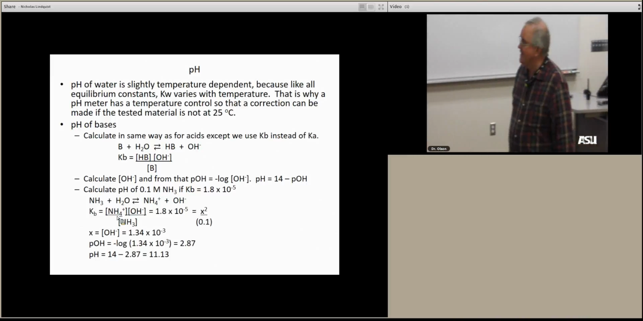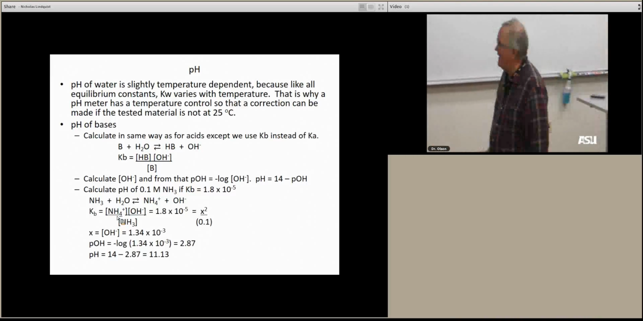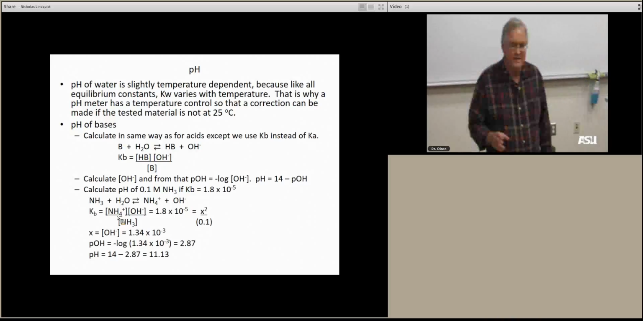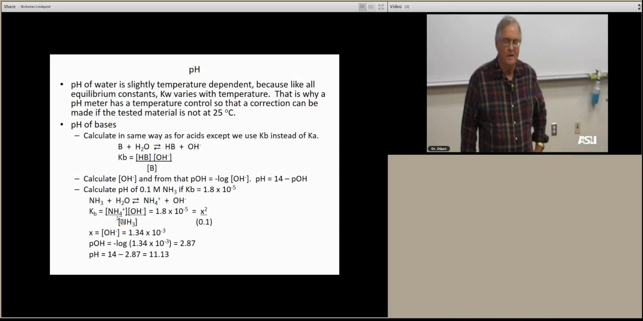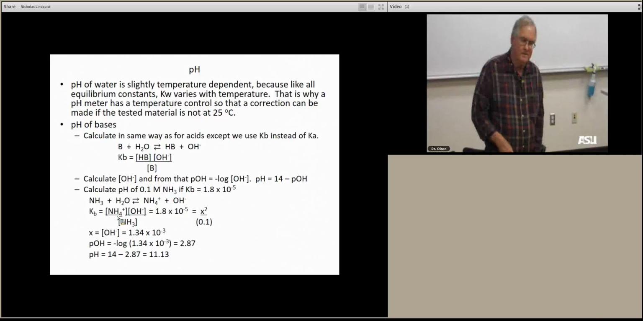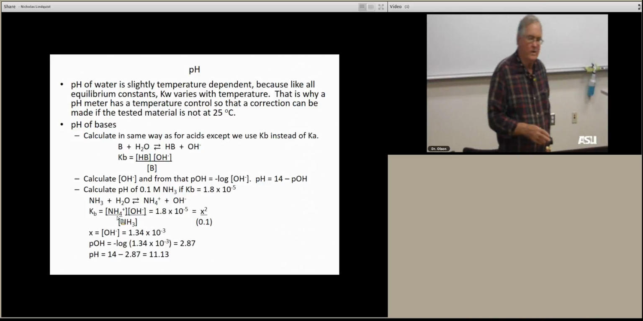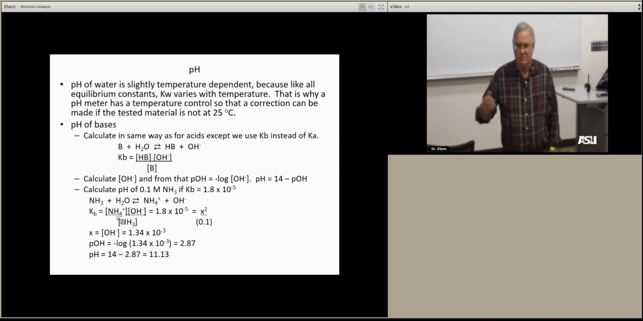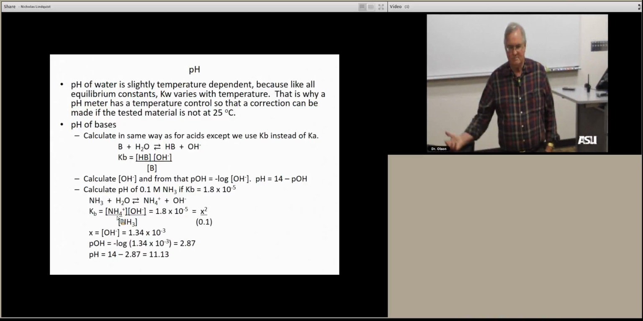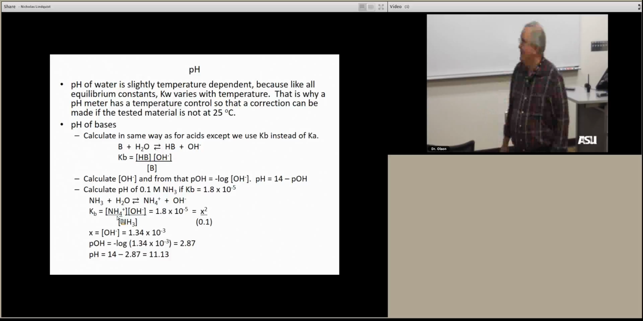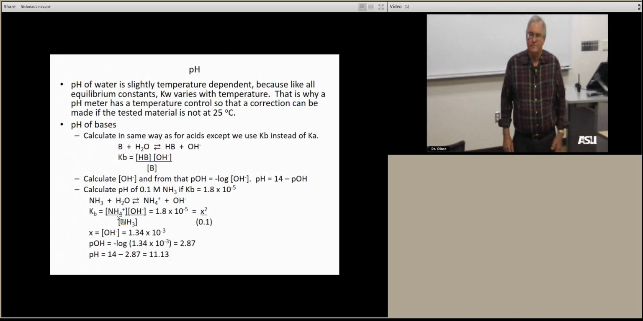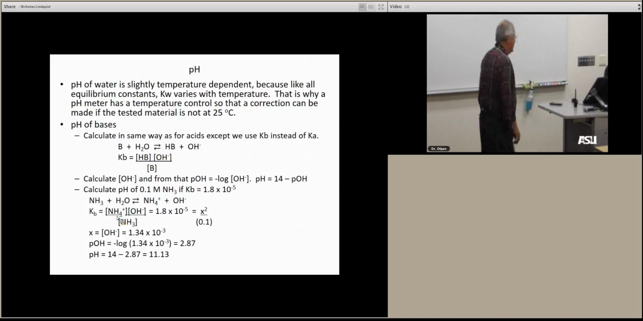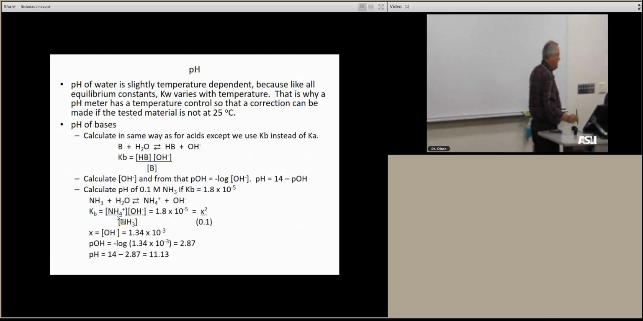All right, let's talk about how we calculate the pH of bases. Remember, a base is something that reacts with water to accept a proton. When it pulls a proton off water, what remains behind is hydroxide ion. Here's my general equation for a base accepting a proton from water to form HB plus and hydroxide.